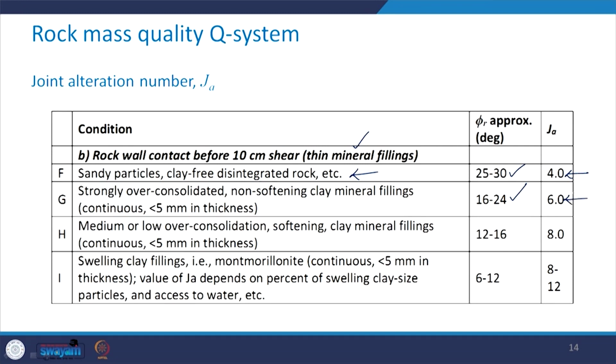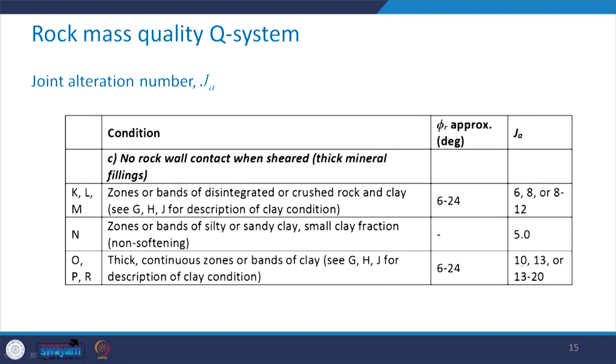Similarly, if you have medium or low over consolidation, softening, clay mineral filling, then the rating is even higher, and the last one in this is swelling clay fillings, and in that case you can see that the rating goes as high as 12 with phi r ranging between 6 to 12 degrees.